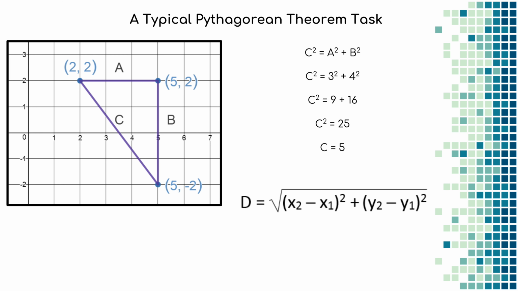And because we can just take the difference of those two coordinates to figure out the x and y lengths, our distance is just the square root of the square of the quantity x2 minus x1 plus the square of the quantity y2 minus y1.